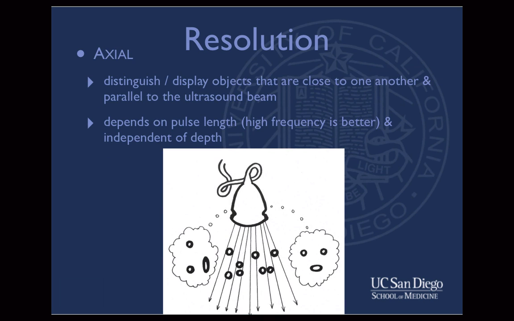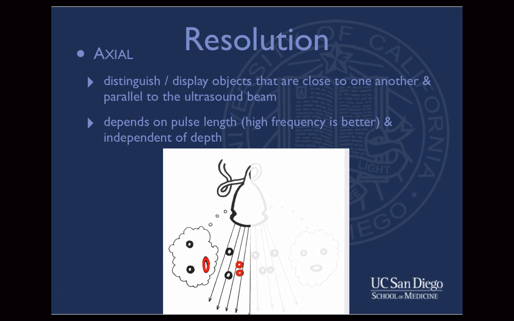Axial resolution refers to the machine's ability to distinguish objects that are close to one another in a fashion that is parallel to the ultrasound beam. This is dependent on the pulse length and is illustrated on the left side of this diagram.